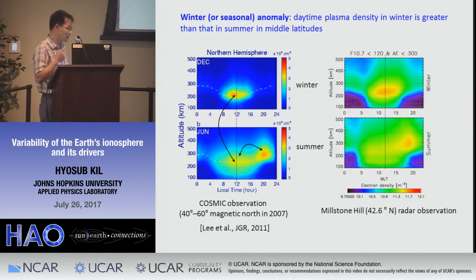As I told you earlier, Weddell Sea anomaly represents that the plasma density at night is greater than daytime, but that phenomenon is not limited to the Weddell Sea anomaly region. It appears also in the northern hemisphere and southern hemisphere. It's a general phenomenon in middle latitude.